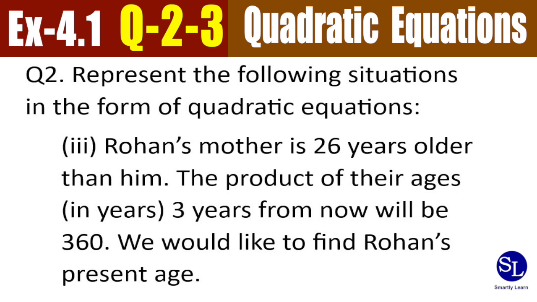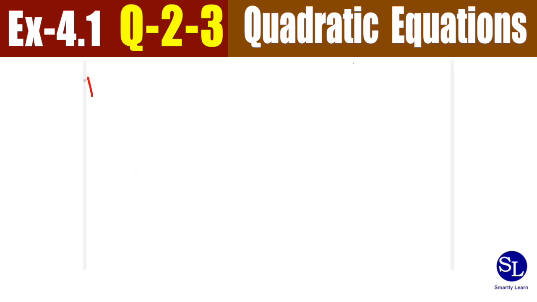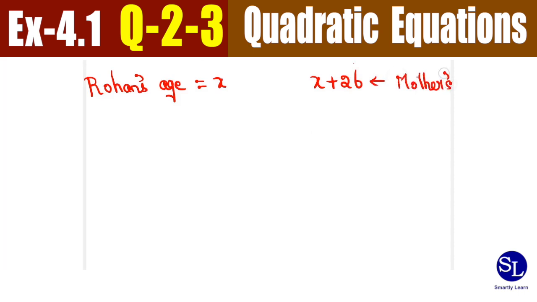Since they have asked us to find Rohan's present age, I'm going to declare the variables, everything in terms of Rohan's age. So let me declare Rohan's age as x. That means his mother's age is going to be x plus 26, because the mother is 26 years older than Rohan. So x plus 26 is mother's age. Now that the variable declarations are out of the way, let's see what we are supposed to do.